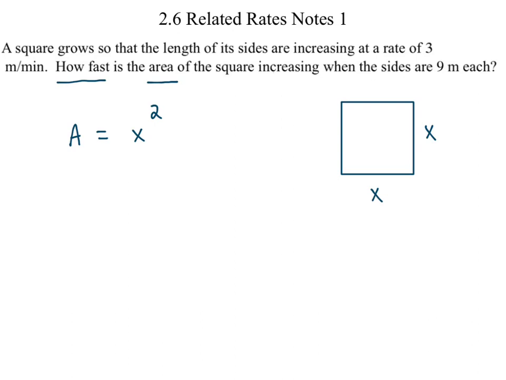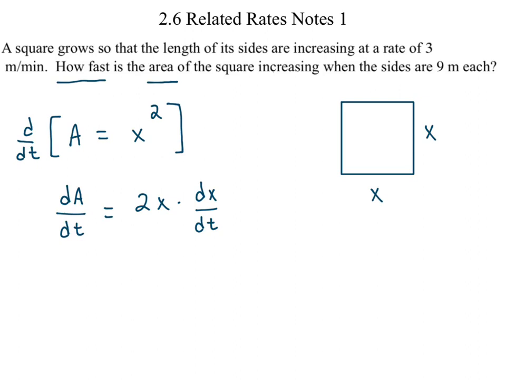And then what the question is asking is how fast is the area changing? So it's looking for a rate of change of area. So we want to find the derivative of this equation with respect to time. So we are doing this per minute, so with respect to time. So if I find the derivative of this, the derivative of A is dA/dt. That is my rate of change of my area with respect to time.